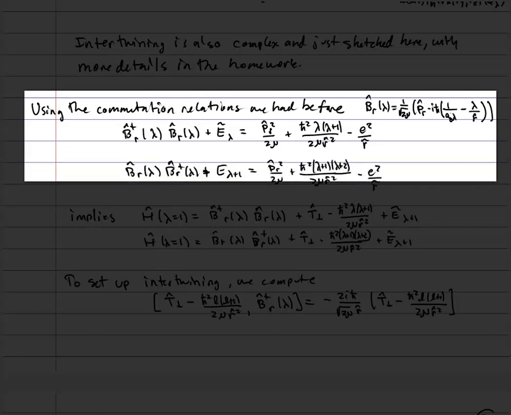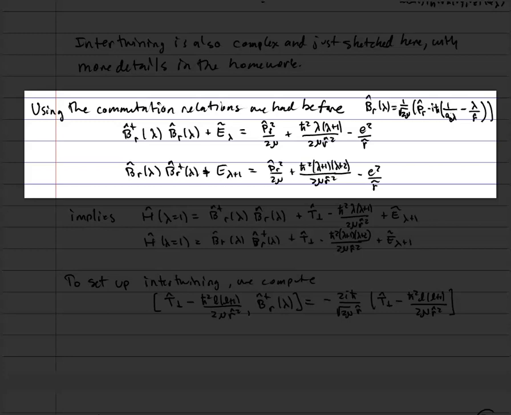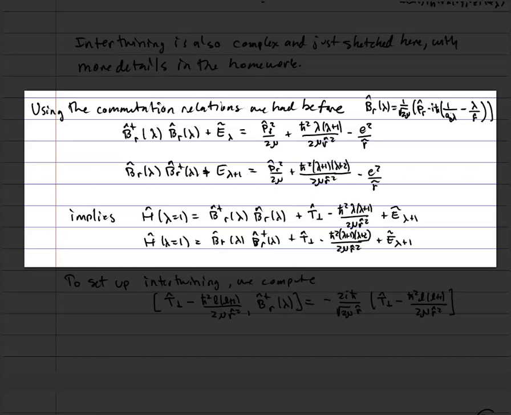You can also calculate them in the opposite order, adding an E tilde lambda plus 1, and you find that that's equal to PR squared, h bar squared, lambda, lambda plus 1 over 2 mu R squared minus e squared over R hat. I do want to point out that here, the e squared is e squared over R hat, not e squared over lambda R hat. Okay? And what that tells us is that H of lambda equals 1 can be written in many different ways. We can write it as BR dagger BR plus T perpendicular minus this term h bar squared lambda lambda plus 1 over 2 mu R squared plus a constant. And similarly in terms of a BB dagger.